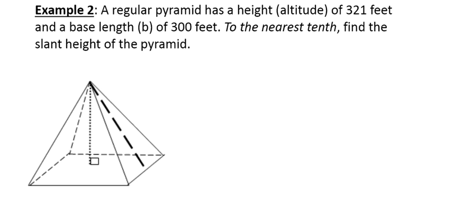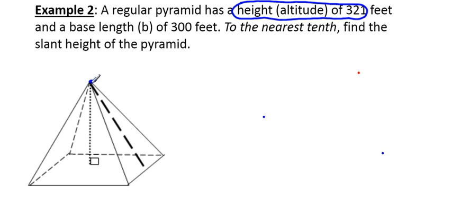In this case, they're giving us the height or the altitude of the pyramid, and they're still giving us the base length of 300 feet. They want us to, though, in this question, find the slant height of the pyramid. So if I go to my picture and label the information that they've given us, they're telling us, number one, that the altitude or the height of the pyramid is 321 feet.